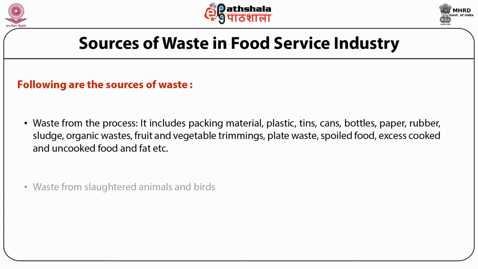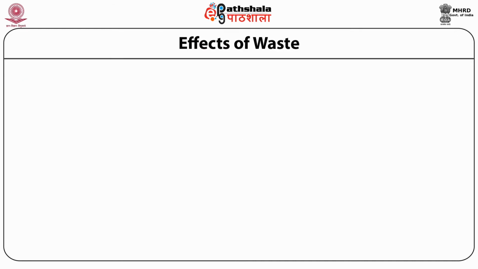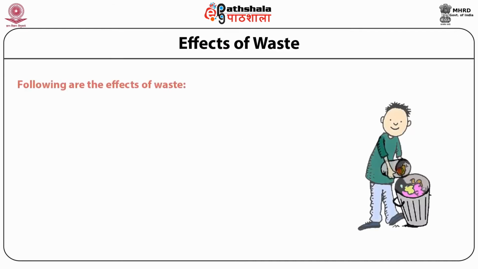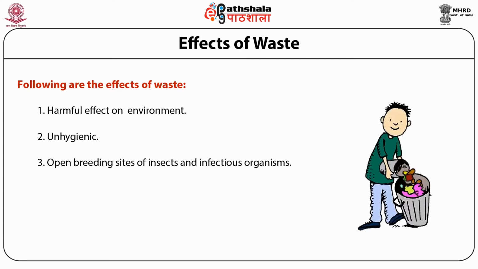The second type is waste from slaughtered animals and birds. And the third is the wastewater, which is produced from washing the waste, liquids as tea, coffee, juices, and stocks, etc. But what are the effects of such waste? The effects are these all wastes pollute the environment, make the environment unhygienic, open breeding sites of insects and infectious organisms, attract the insects, and spread infection. It pollutes the air, contaminates groundwater, and the soil becomes polluted.